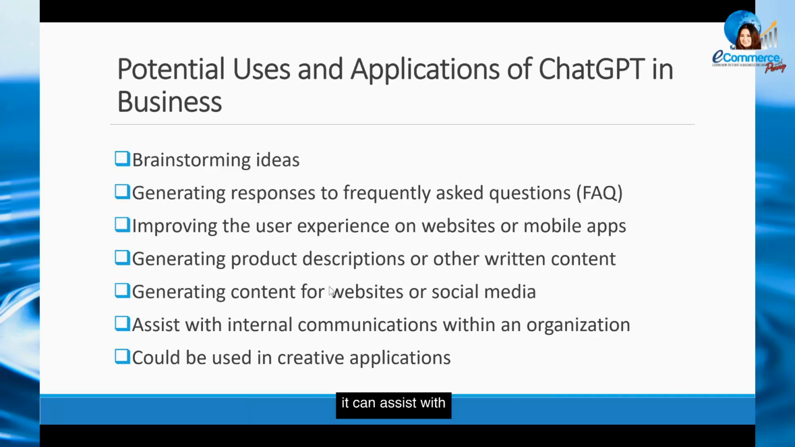It can assist with internal communication within an organization. For example, it can generate responses to common questions, providing general information to employees. And the last point is it could be used in creative applications, such as generating dialogue for a story or a script, or creating interactive fiction games. So all these are possible users and applications for ChatGPT in business.